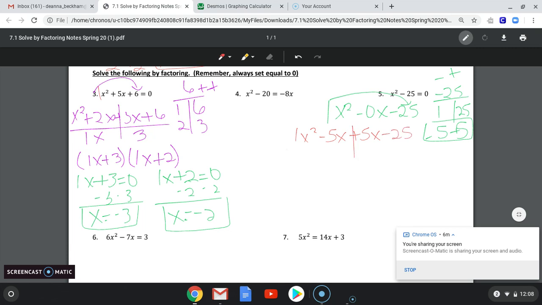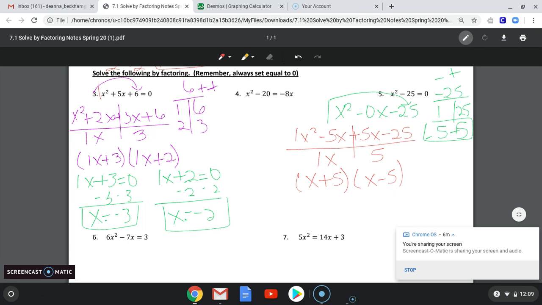Go ahead and do my t-chart. The GCF on the left is going to be 1x. The GCF on the right is going to be 5. That is my first set of parentheses. Some of you don't have to put the 1 in front. You can go ahead and get rid of it if you want to. I now need to divide 1x squared divided by 1x leaves me with x or 1x, and -5x divided by 1x it leaves me with -5.